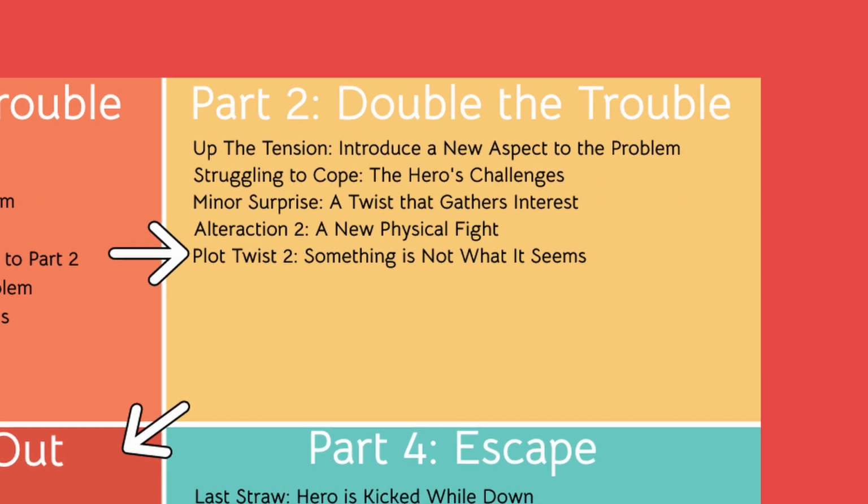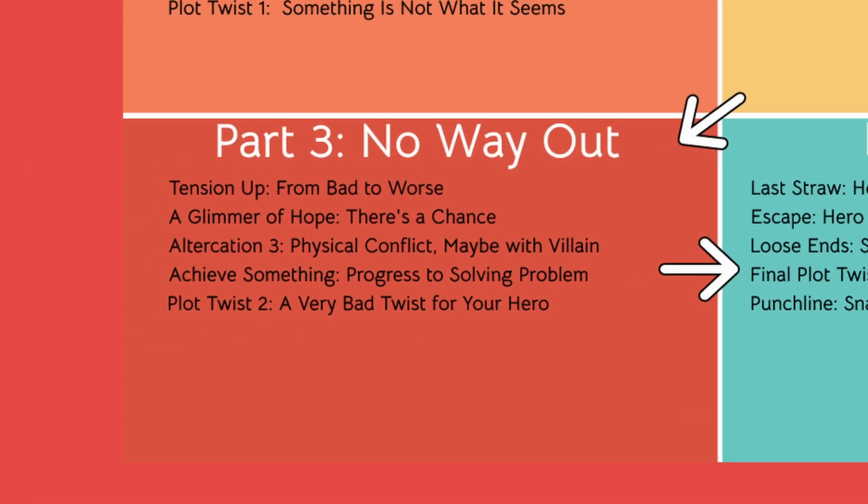The next 1,500 is called Part 2, Double the Trouble. You should up the tension, struggle to cope, and include a minor surprise. A second altercation engages the reader and another twist is introduced. Part 3, the next 1,500 words, is called No Way Out. Tension increases dramatically, but then there's a glimmer of hope as the hero gets closer to the villain. A third altercation happens and a dangerous plot twist, something very bad for the hero, makes all hope seem lost.